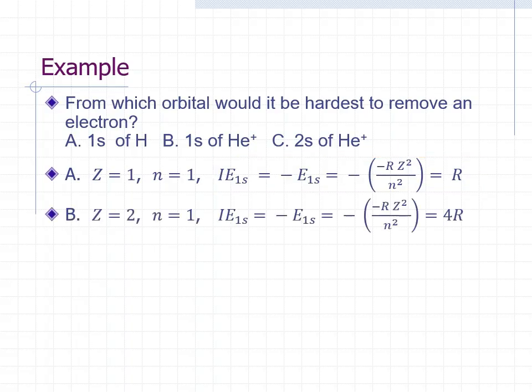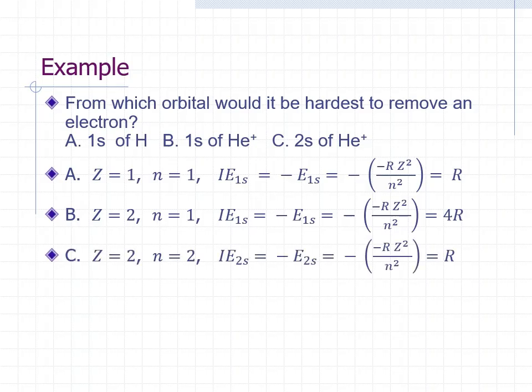For choice B, Z equals 2. There are 2 protons in the helium nucleus. For the 1s orbital, the principal quantum number n is 1. The ionization energy is 4 times R. Doing a similar calculation for choice C, we find that the ionization energy for an electron in the 2s orbital of a hydrogenic helium ion is R. So, the correct answer is B.